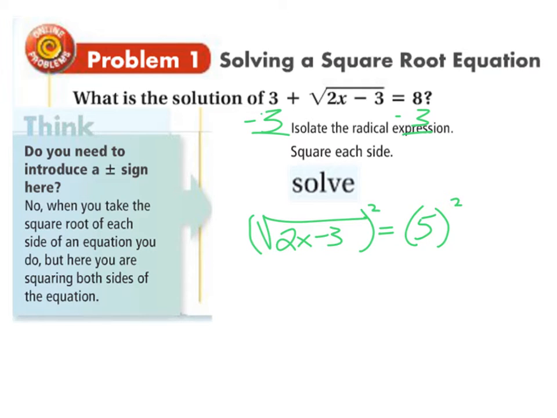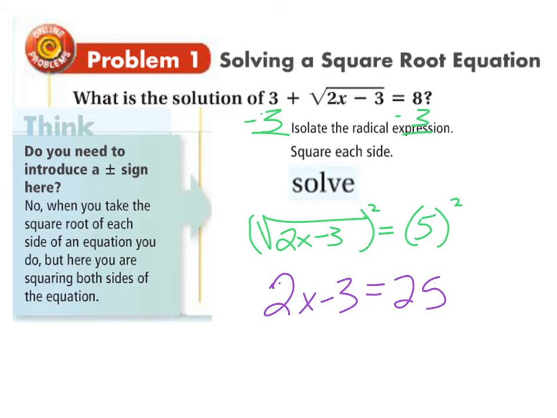And over here it mentions, do you need the plus and minus sign? The answer, no. When we take the square root of each side of an equation, you do. But here we're squaring both sides. If the 2x minus 3 were getting squared, and we had to square root both sides, then yes, we would need a plus minus. But in this case, it's the square root of 2x minus 3, so we don't need the plus minus. The reason we square is because that will get rid of the square root. So we get just a plain 2x minus 3 there, and we get 25 here.